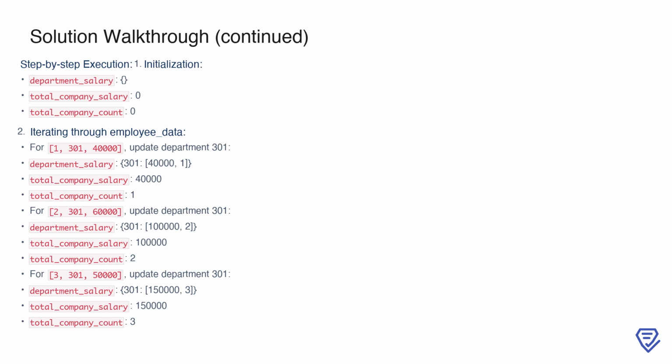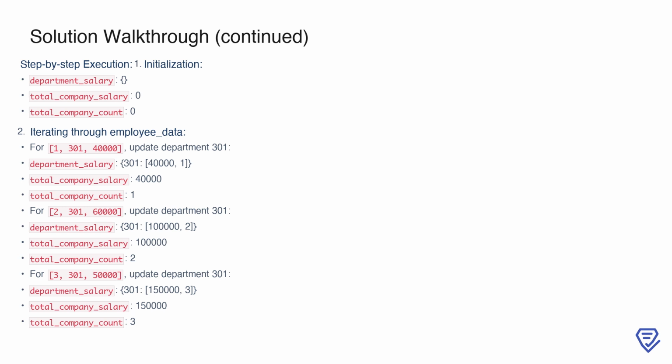We initialize Department_salary as an empty dictionary, and both total_company_salary and total_company_count as 0. For the first record, 301, 40,000, we add department 301 to department_salary, setting its salary to 40,000 and its count to 1. The company's total salary becomes 40,000, and the count becomes 1.